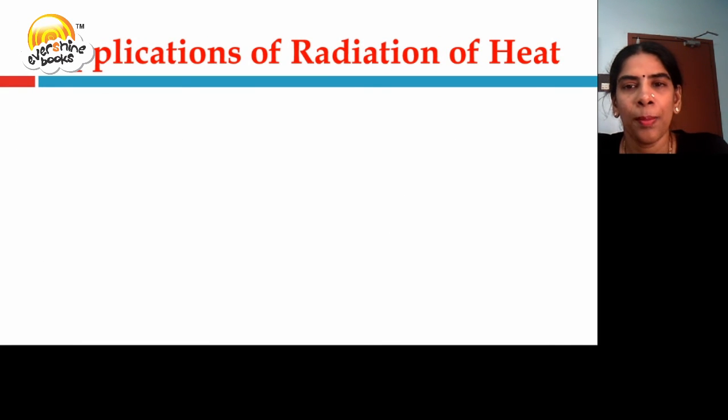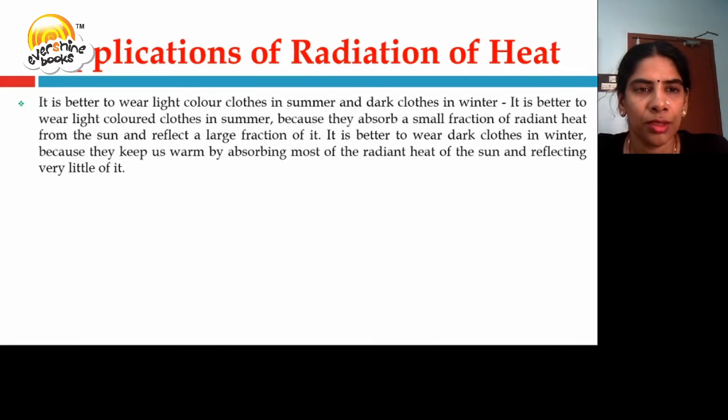Let us see the applications of radiation. It is better to wear light colored clothes in summer and dark clothes in the winter. Why? It is because light colors absorb a small fraction of radiant heat from the sun and reflect a large fraction of the heat. So, it is better to wear dark clothes in the winter because they keep us warm and absorb more heat of the sun, and the reflection is very little.